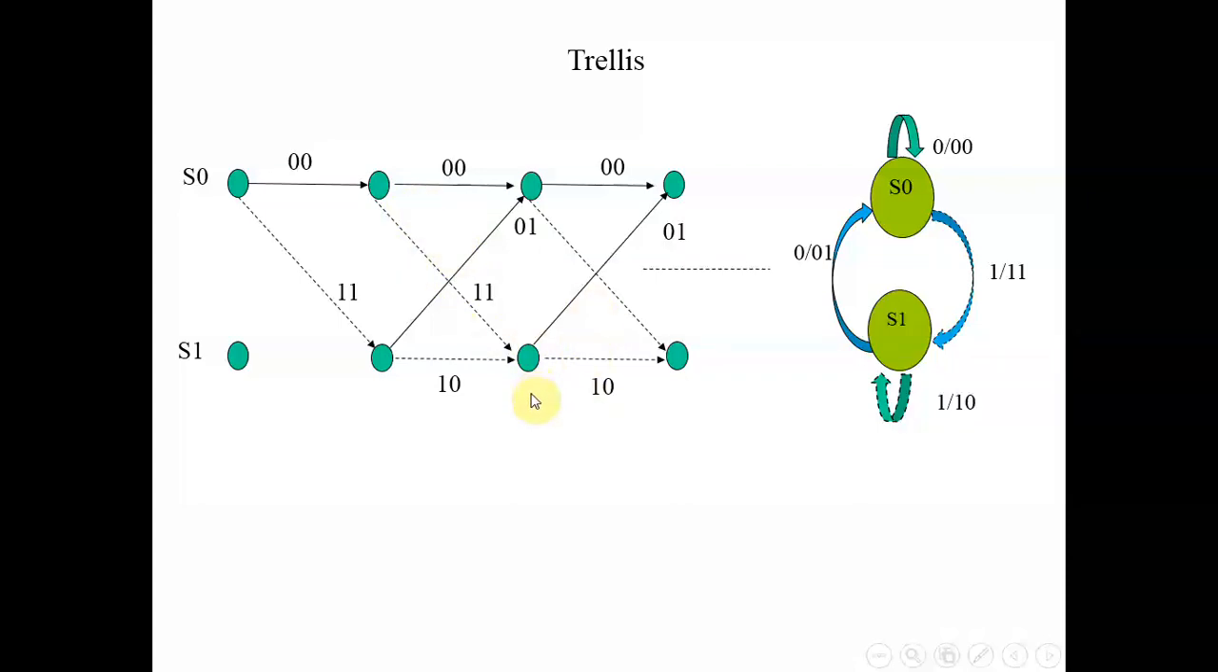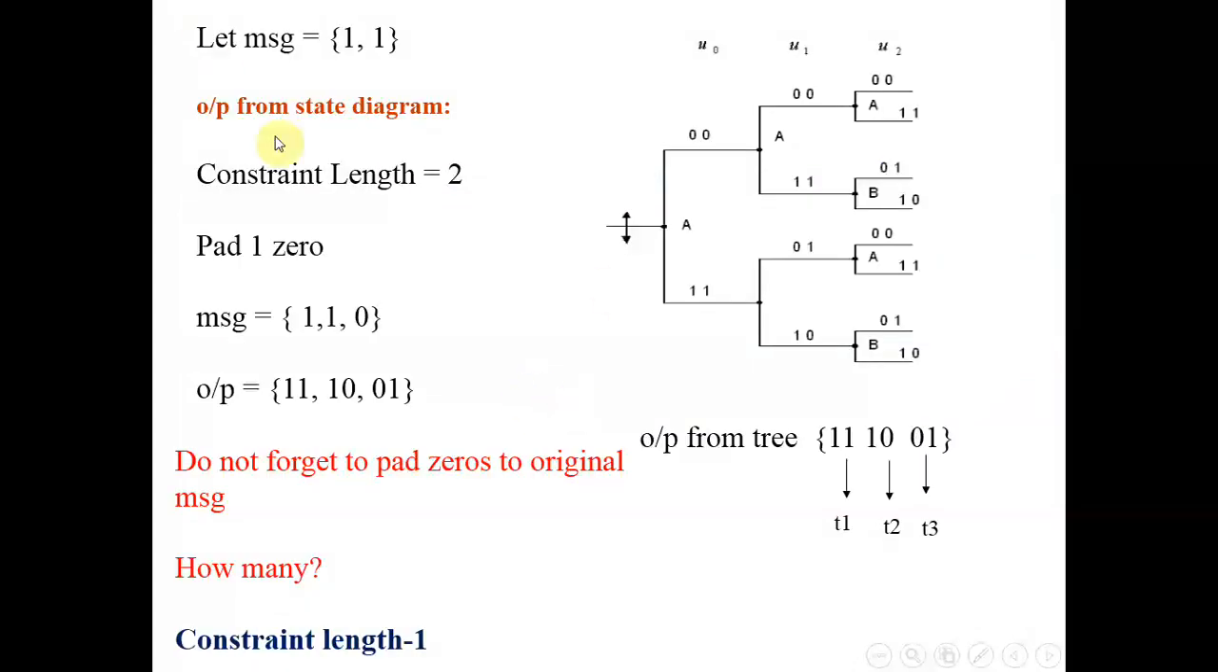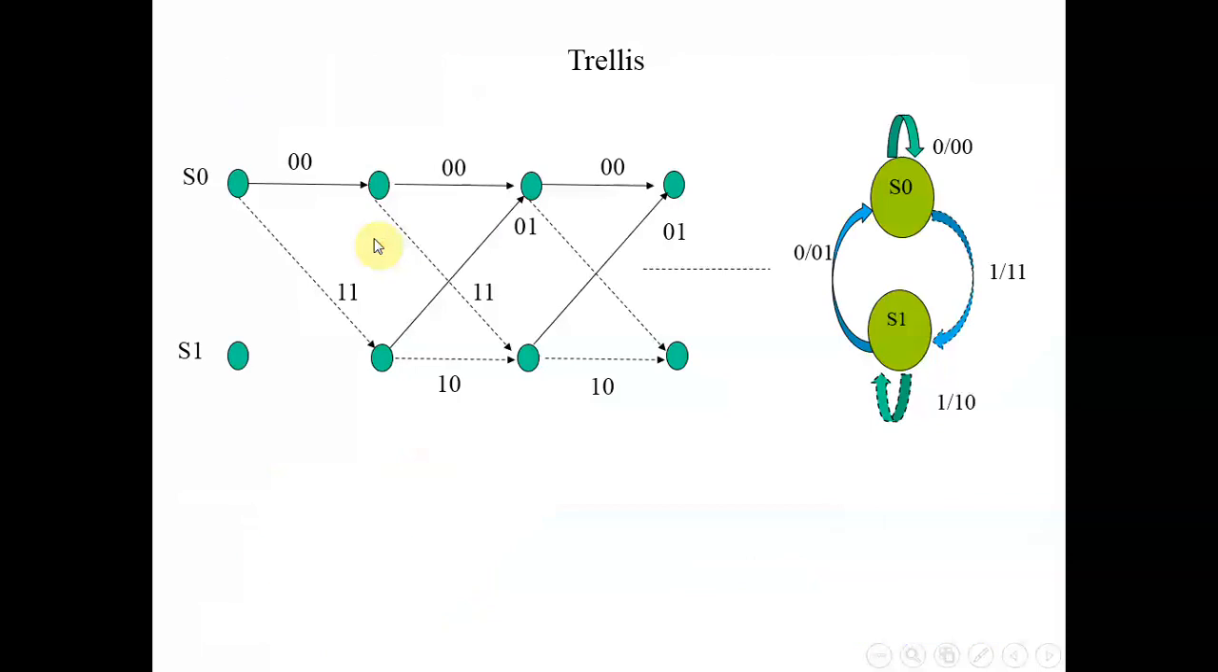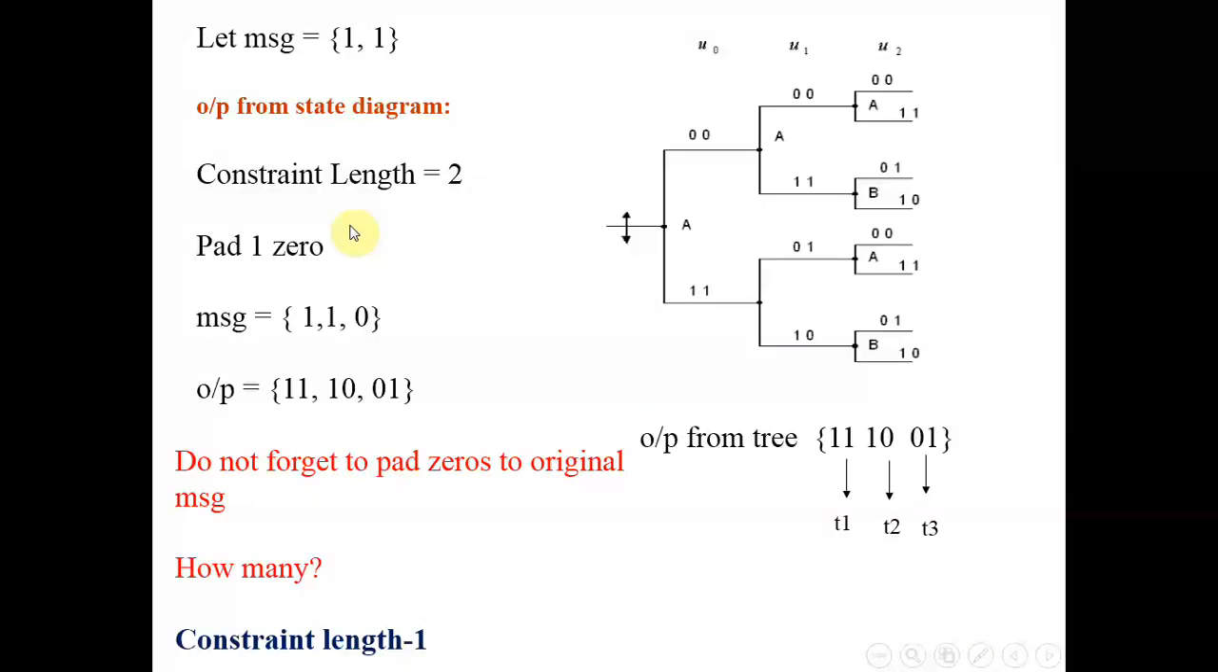So let's now take an example with 2 different encoders. So again I am referring to this particular encoder, and now you will actually encode the message with the help of all the 3 representations. So let the message be 1 1. We will assume that you are receiving message 1 1, and now you want the encoded output. You want the code word out of the convolution encoder, and we will try to generate the code word with all the 3 representations. So let's first focus on the state diagram representation.